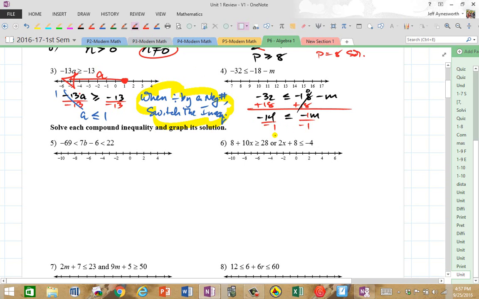So I get negative 14 divided by negative 1 is positive 14. I got to switch the inequality right here. Look at here. Boom. Right there to there. So from less than or equal to, to greater than or equal to, pay attention, all right, is greater than or equal to m. Obviously, those negatives cancel. These cancel too.